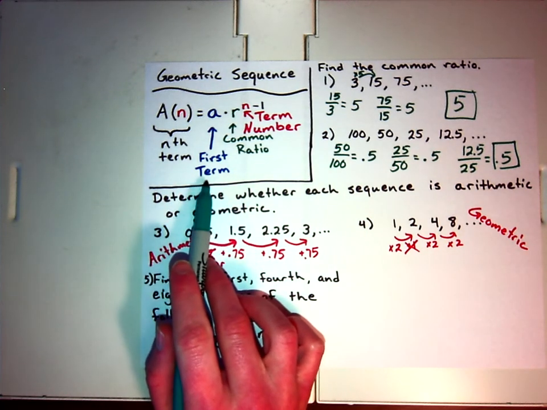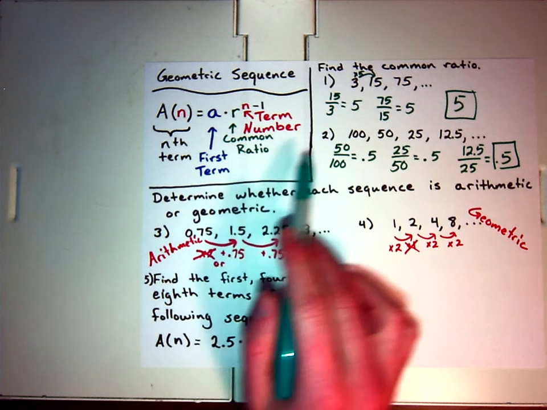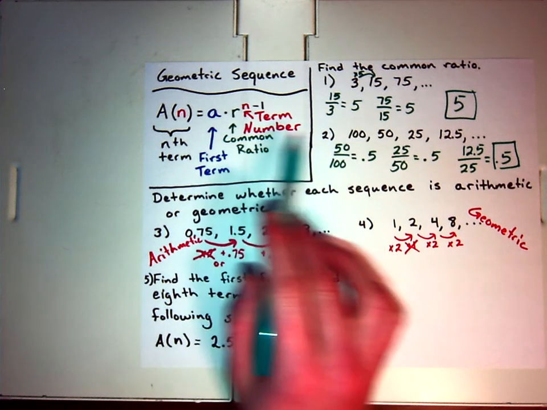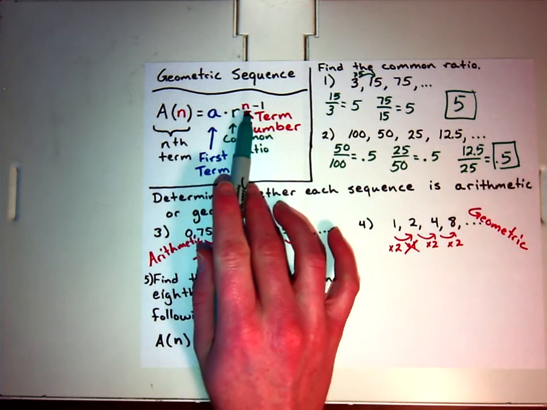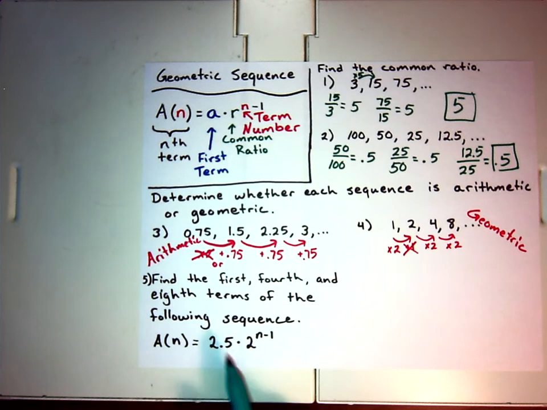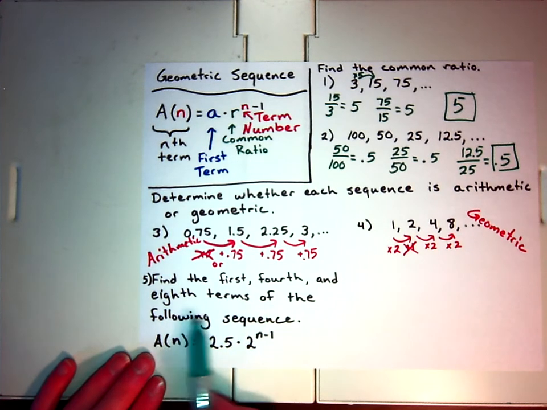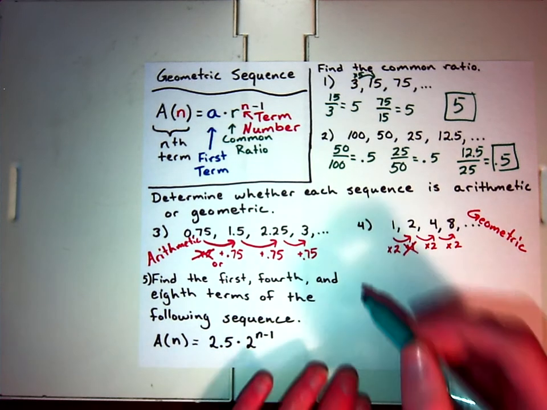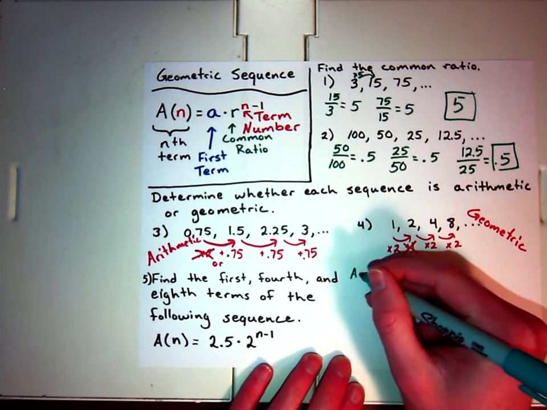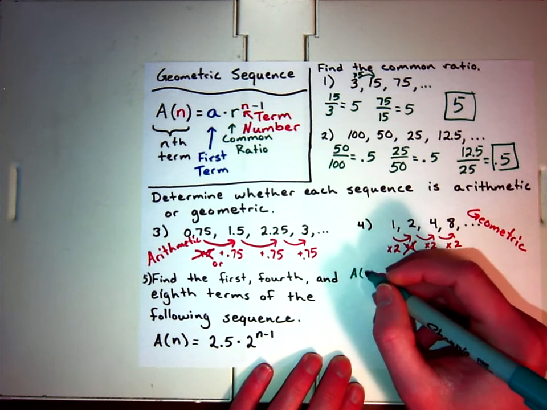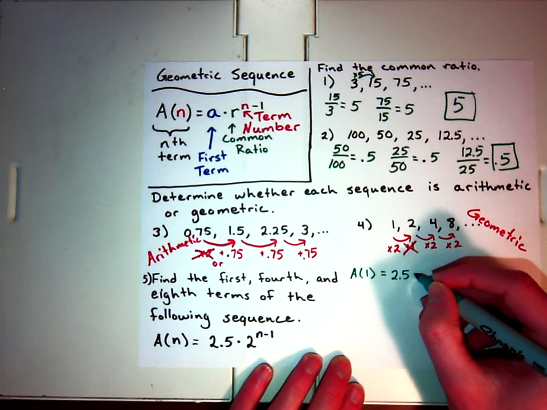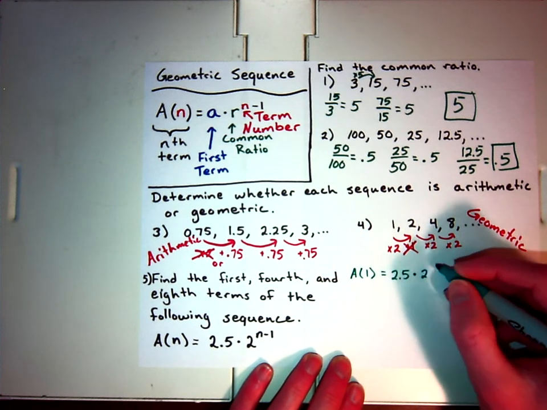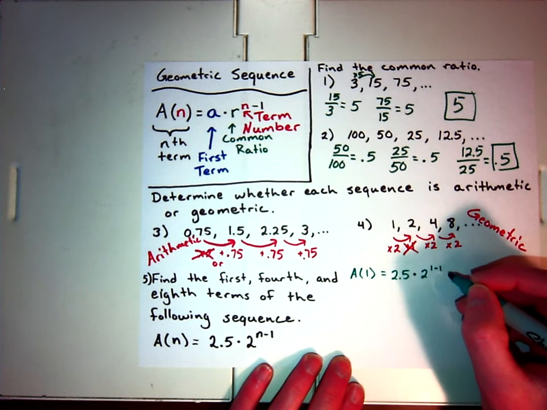first term, okay. Right? For example, if I was using this, first term would be 100, right? Common ratio we found 0.5, okay, and then the n terms, right? Whatever value you're testing. So find the first, 4th, and 8th terms of the following sequence. Okay, so let's test A, and let's test. We said the first term equals 2.5 times 2, and it's 1 minus 1.